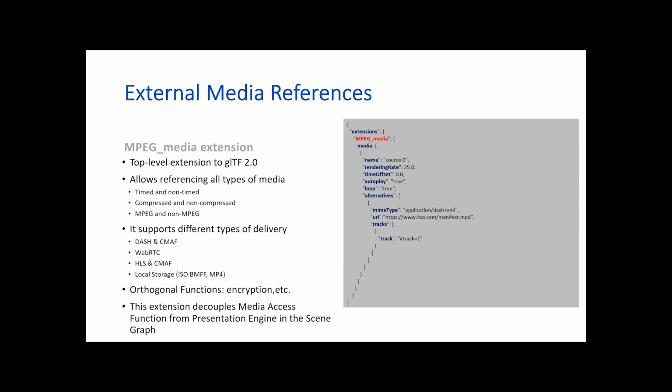It gives you not only how to access the media, but it allows you to get alternatives to the media. So you can think of, say, a video texture that is coming from a Dash stream or a WebRTC stream, and you can have several alternatives that the media access function can choose from based on its capabilities. For instance, one of them could be HEVC encoded, the other could be AV1 encoded. Based on the device's capabilities, it will choose the appropriate codec and the appropriate format, and select that.